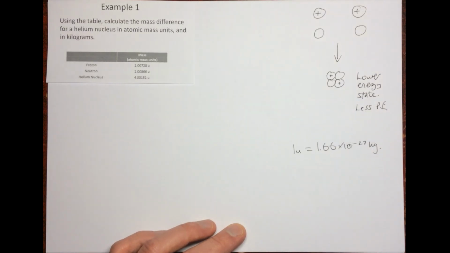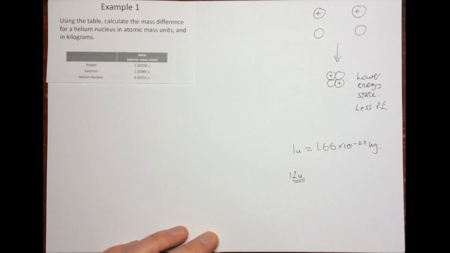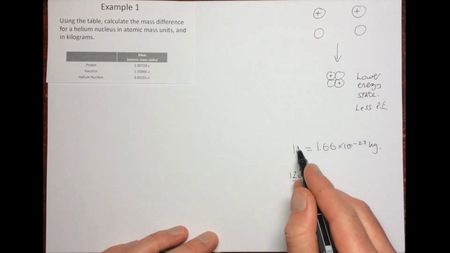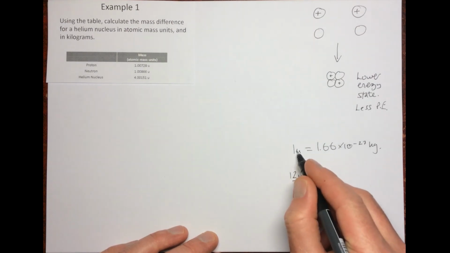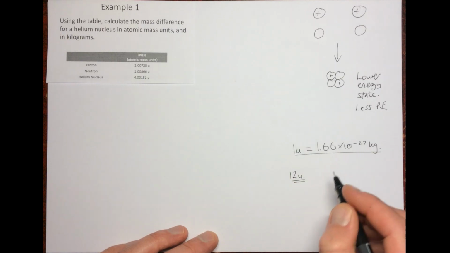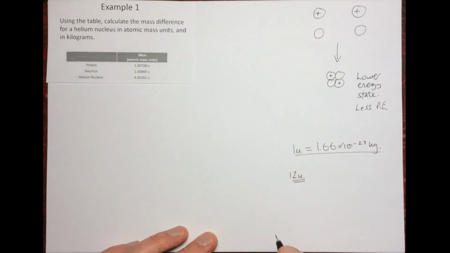Kilograms. The unified atomic mass unit is defined as exactly 1/12 of the mass of one atom of carbon-12. One atom of carbon-12 has a mass of 12U, so a twelfth of that is 1U. That's its definition. And all you need to know is that 1U is equal to 1.66 times 10 to the minus 27 kilograms. You'll find that conversion in the data booklet.